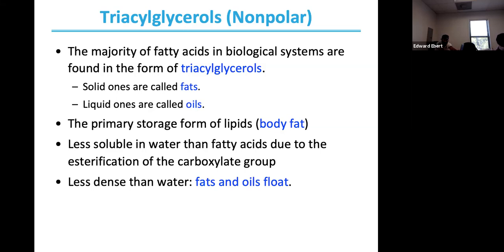So we'll see that come up in a picture here on the next slide. So very, very low solubility and very low density. They tend to float. And I don't think we talk about this too much. That's next semester, our cholesterol metabolism.